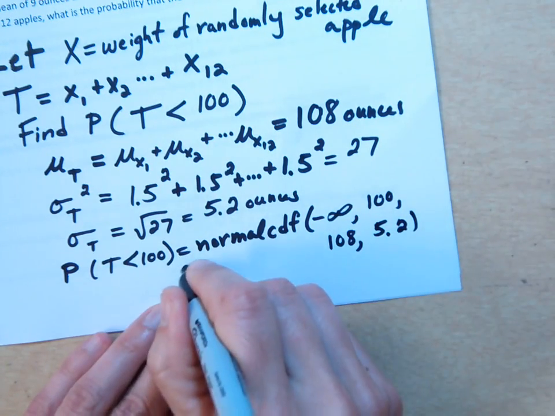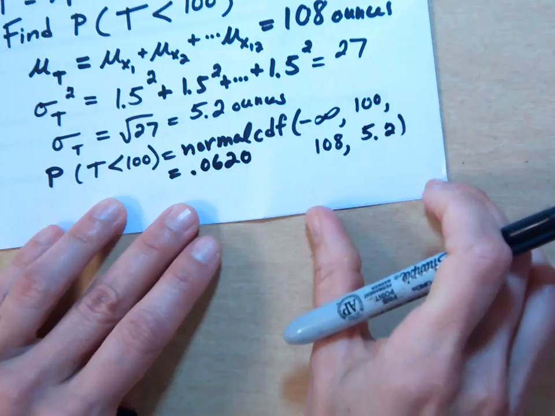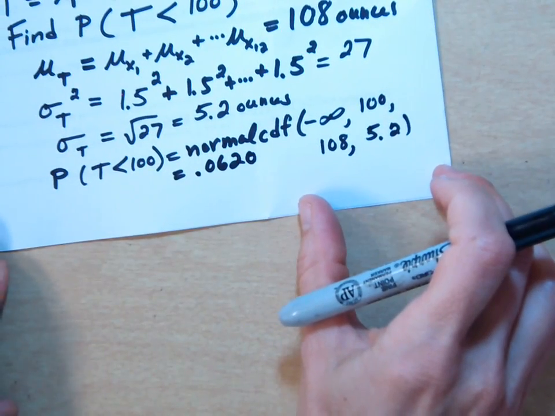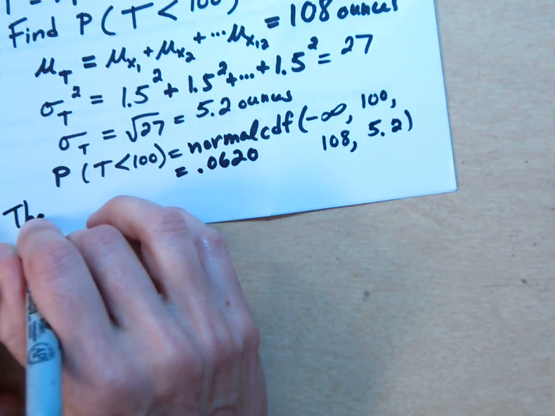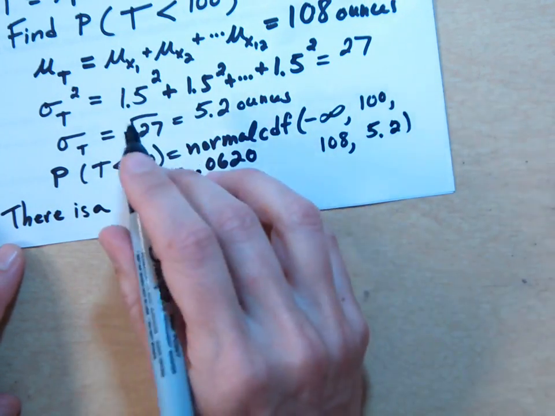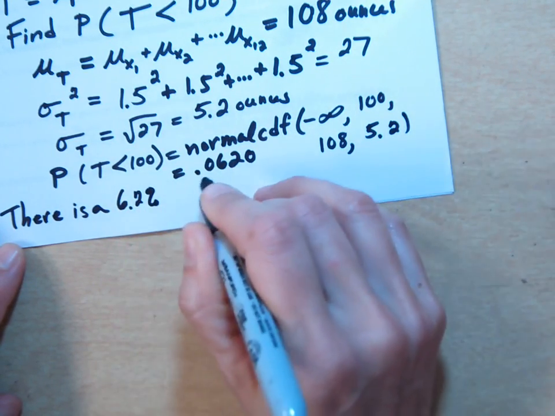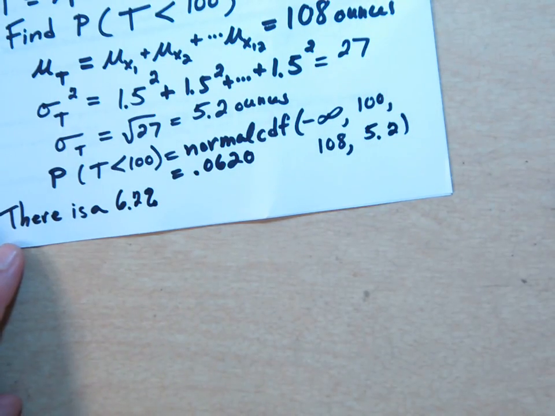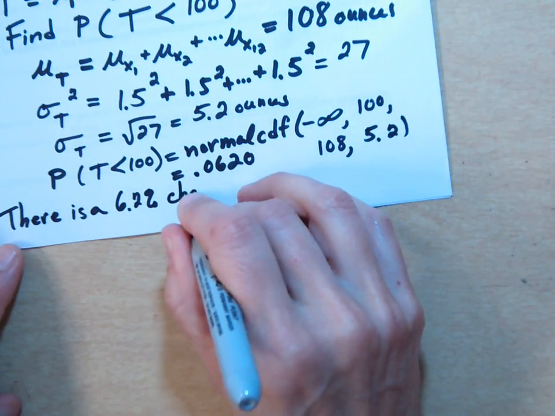And you should get about 0.0620, and then your conclusion would be: there is a 6.2% chance that the 12 randomly selected apples have a total weight less than 100 ounces. 6.2% chance.